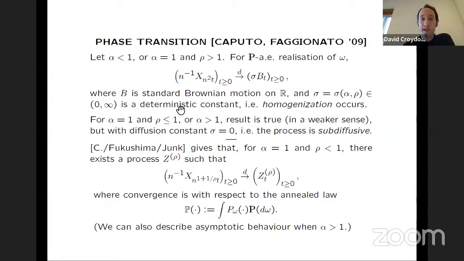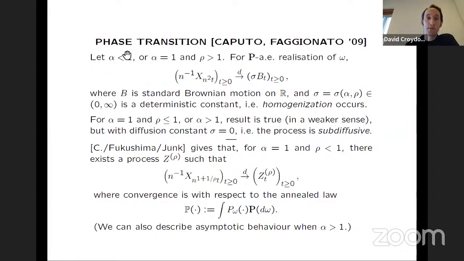The situation becomes a little bit more interesting when we lower the density of the particles. In particular, when rho is less than or equal to 1, again just thinking about the alpha equals 1 case for a minute, we can describe basically the same result as happening. But now the diffusion constant is going to be 0. In other words, this diffusive time scaling is the wrong scaling for the walk. We need to run the process for longer to see some non-trivial limit. And so in particular, we're in this sub-diffusive regime.